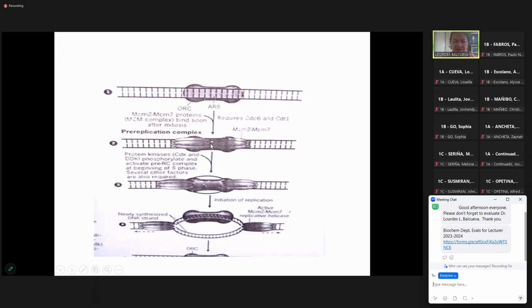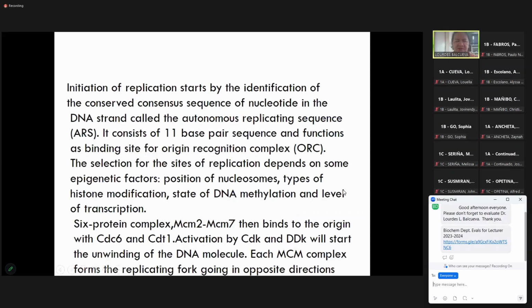That would be the initiation. So your MCM and your CDTs and CDCs are called the pre-replication complex. Pre-replication complex. Okay. If you have any questions, just raise your hands here.